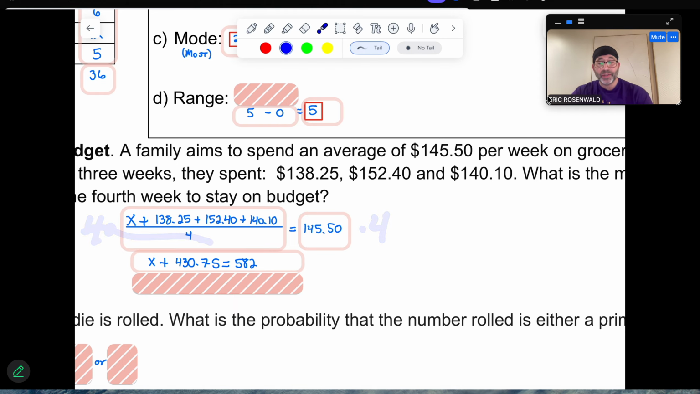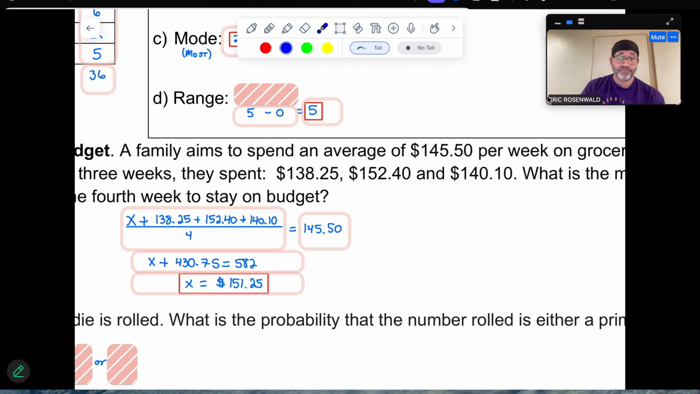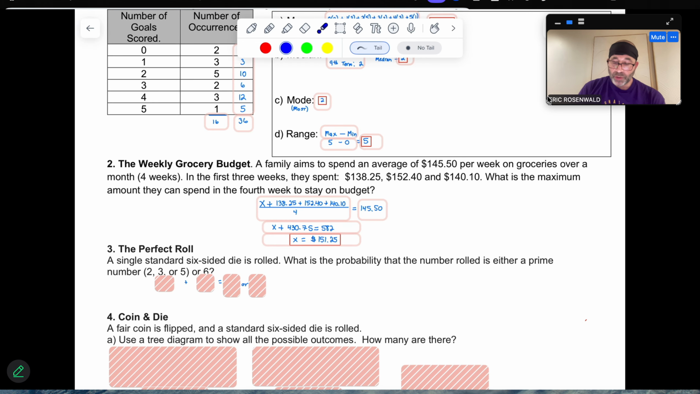And so what we're left with is x plus $430.75. That's how much money they've spent so far. And then we're going to take that and subtract it from 582, and they're left with $151.25 to spend to stay within their average budget. Okay. All right, cool, easy stuff.